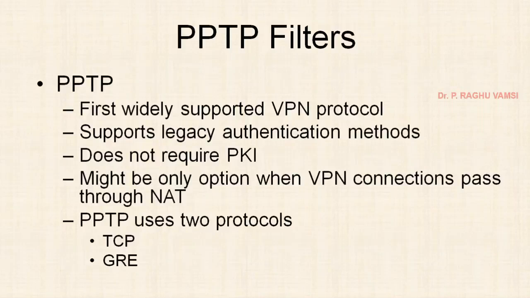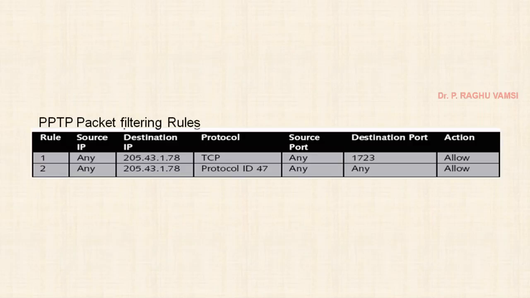So here, PPTP packet filters: the first widely supported VPN protocol, supports legacy authentication methods, does not require public key infrastructure. So PPTP uses two protocols, TCP and GRE. So here are the PPTP packet filtering rules to be set. Rule 1, just like how the general rules are set, and protocol ID 47. Every VPN protocol that you use will have a specific number that is to be used here. Destination port, and the action is allow. So this is the way you go about setting the PPTP packet filtering.